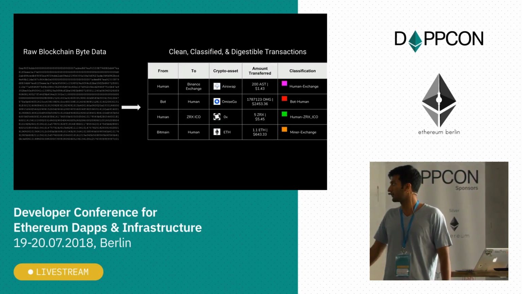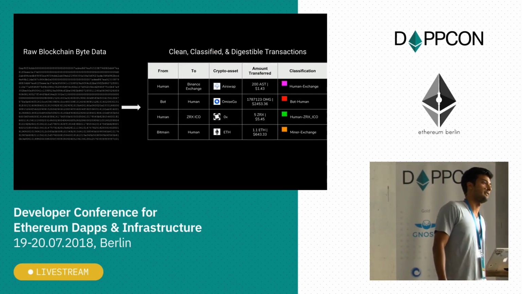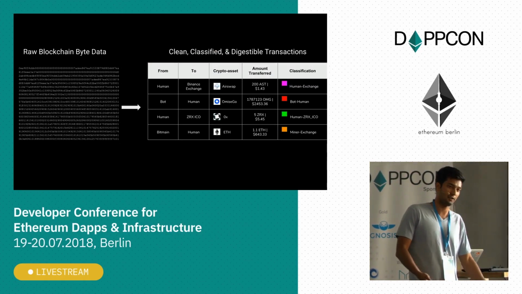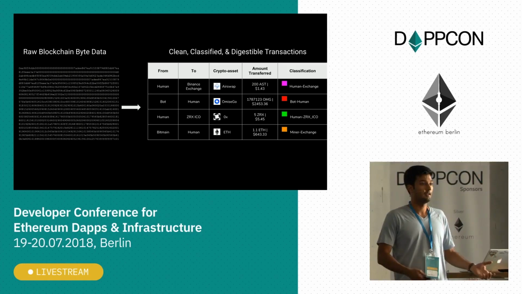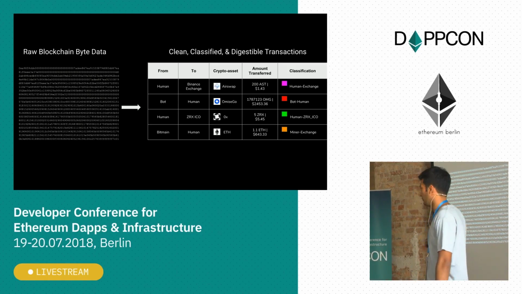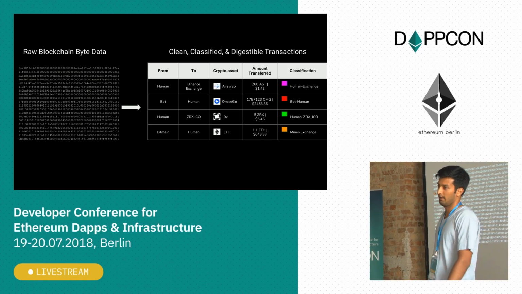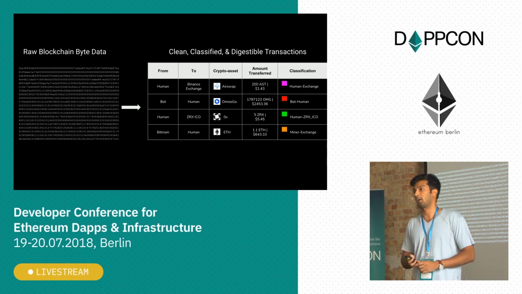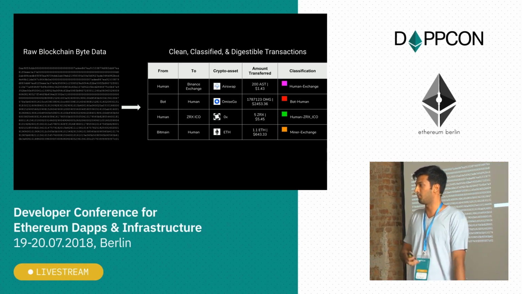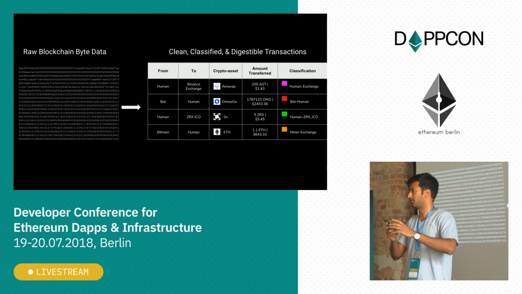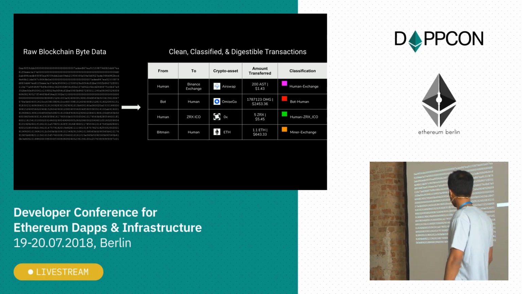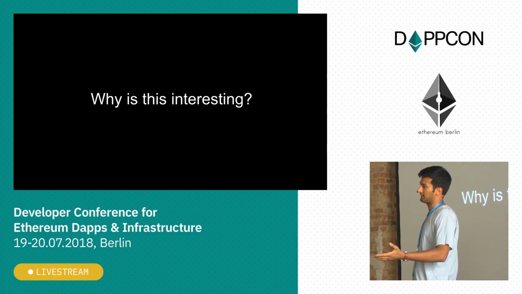Our end goal is to take the raw blockchain data and come up with clean, classified, digestible transactions. So if you look at a transaction, you know that it was sent by a trusted, good party to an exchange or vice versa. This is what we've been working on for the last year or so. We take every address on Ethereum, we run it through our ML algorithms, and we see patterns and behaviors and what comes from it. So, why is this interesting?